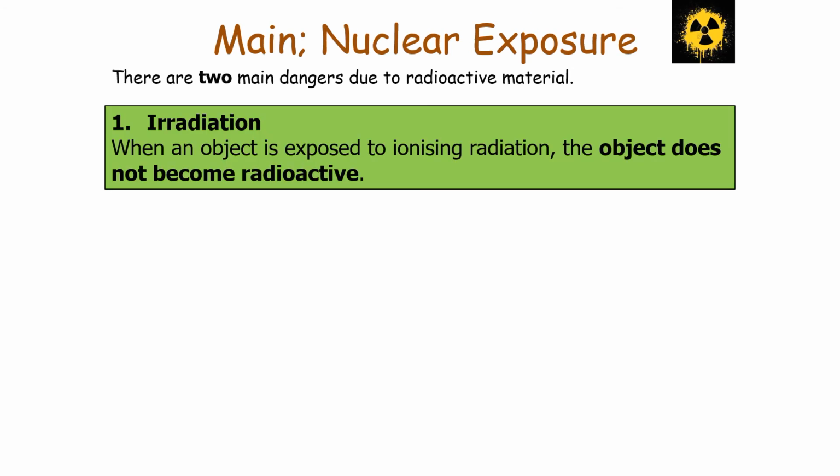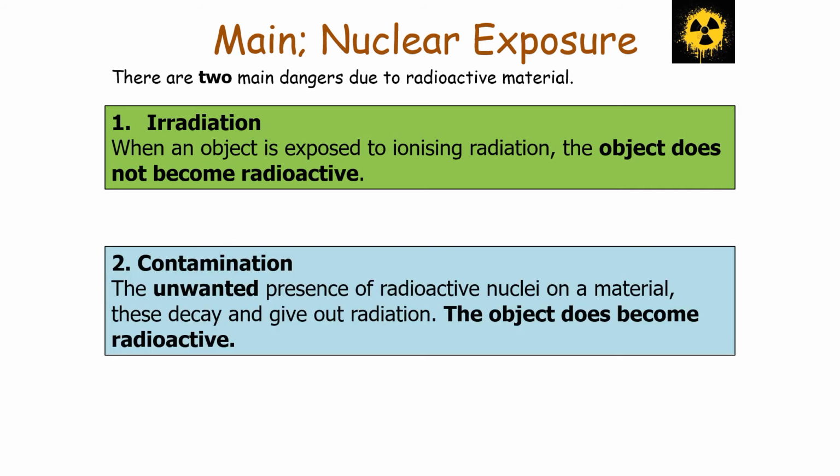So let's just recap what we've learned so far. There are two main dangers due to a radioactive material. Irradiation, which is when an object is exposed to ionizing radiation, but the object itself does not become radioactive. You've also got contamination. That's the unwanted presence of radioactive nuclei on a material, where these decay and give out radiation.